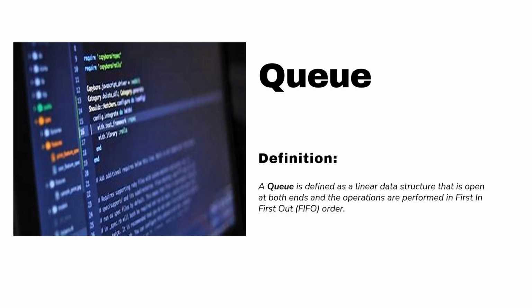Today we discuss queues. A queue is defined as a linear data structure which works on the principle of FIFO. It means first in, first out. For example, there is a line behind the ticket section of a movie. The first one to come will get the ticket first, and the last one will get the ticket at the last. So this is how the queue works.